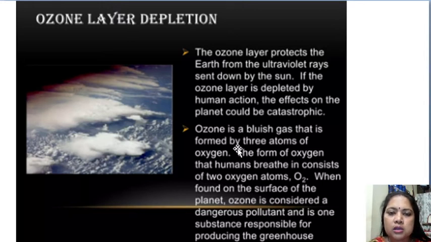Then ozone, as we know, is symbolized as O3, and it is a bluish gas that is formed by 3 atoms of oxygen, while the form of oxygen that humans breathe in consists of 2 oxygen atoms. Okay, and when found on the surface of the planet, ozone is considered a dangerous pollutant, isn't it? So ozone acts as a protective layer in the stratosphere, whereas the same ozone acts as a pollutant in the troposphere, and it is one substance responsible for producing the greenhouse effect also.